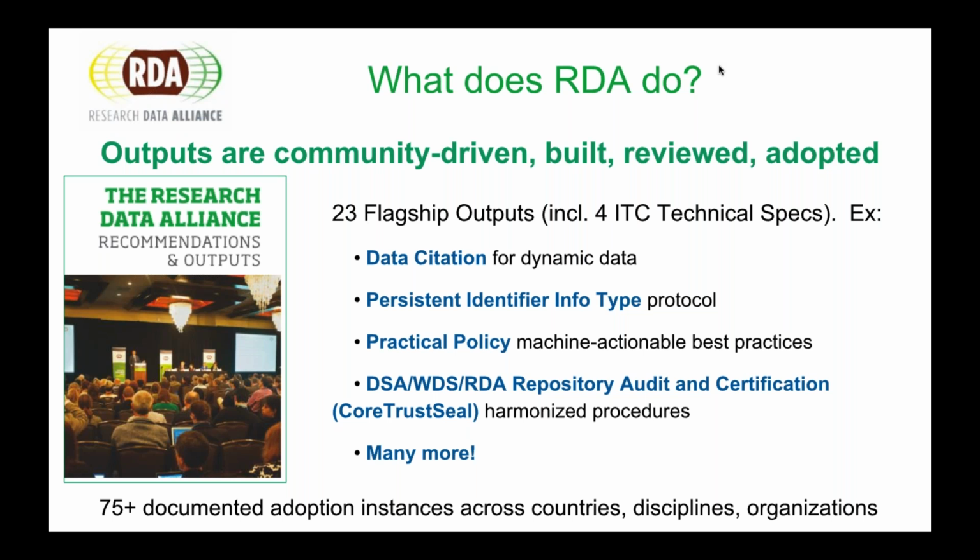So these 23 outputs include everything from data citation to persistent identifier information types. What type of thing is this particular persistent identifier pointing to? Machine actionable best practices and policies. If 2 machines are talking to each other, how do we make sure that the policies associated with a data set are transferred with that data set? And then things like CoreTrustSeal and many, many others.